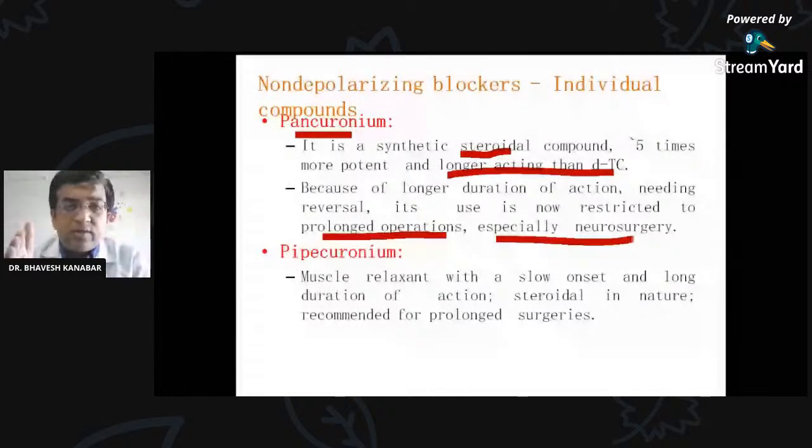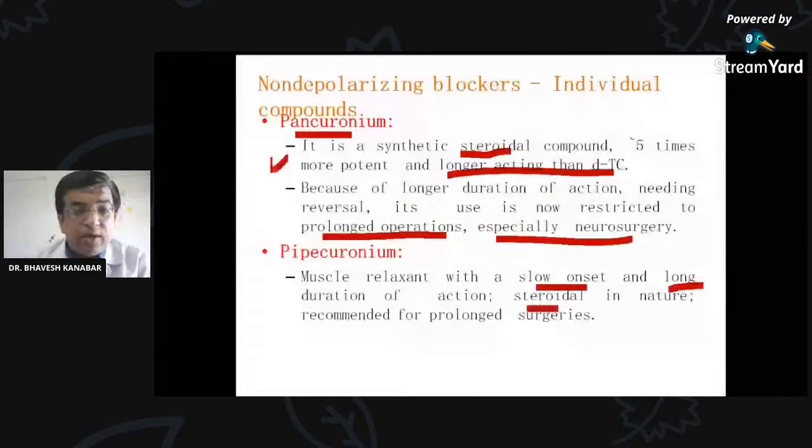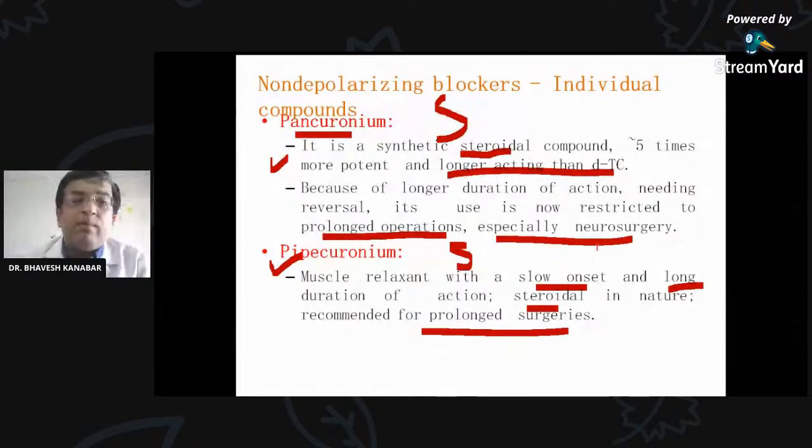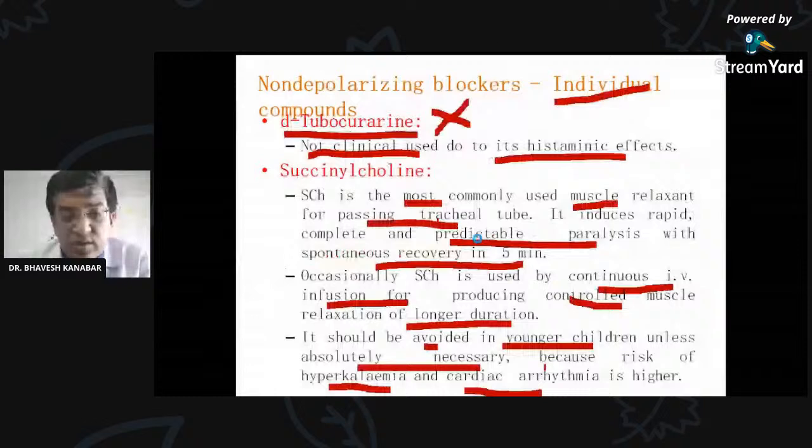So for a longer duration of action, a skeletal muscle relaxant having a longer duration of action, like pancuronium, can be used. Pipecuronium is a muscle relaxant with slow onset and long duration. Again, it has a long duration of action and is steroidal in nature. So both pancuronium and pipecuronium are steroidal in nature and recommended for prolonged surgery. Again, same example, neurosurgery. Remember, these are for prolonged surgery. Drugs like succinylcholine are for short surgery.